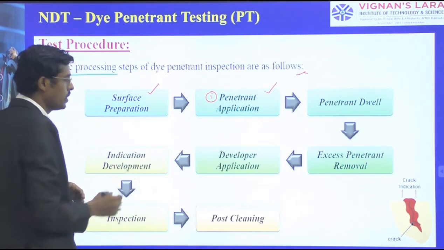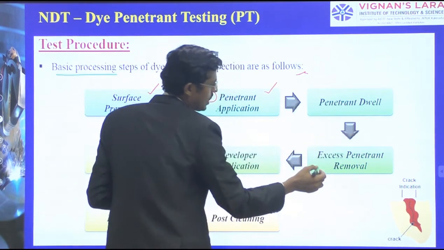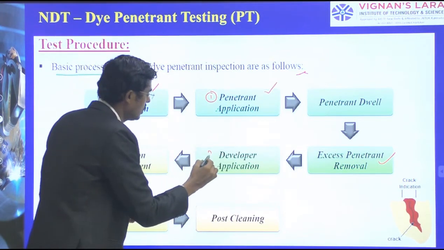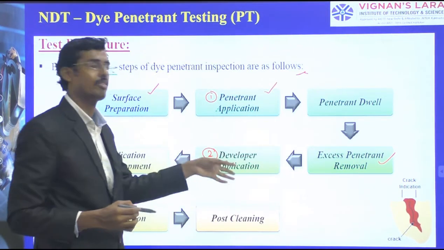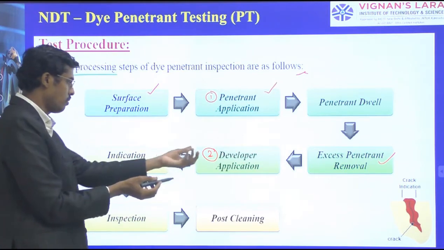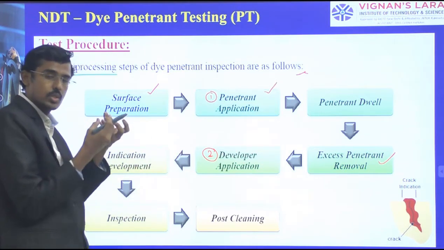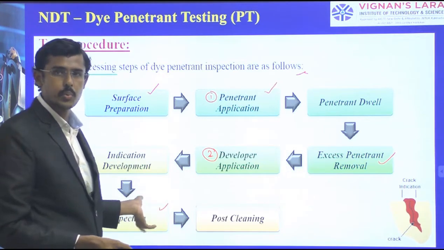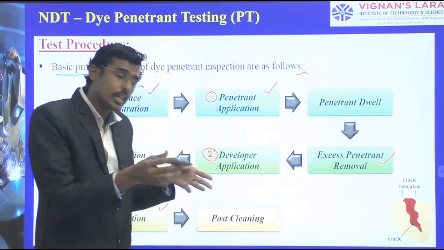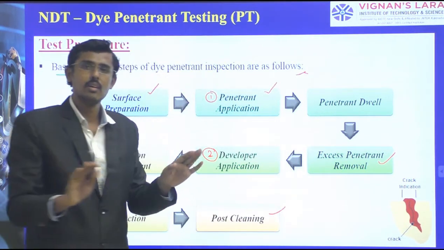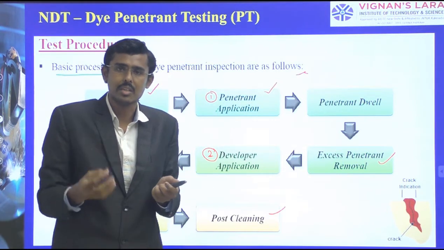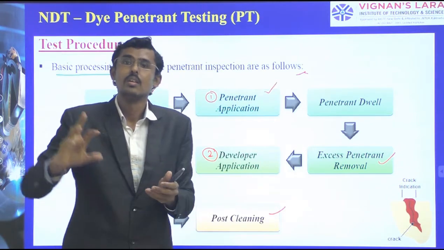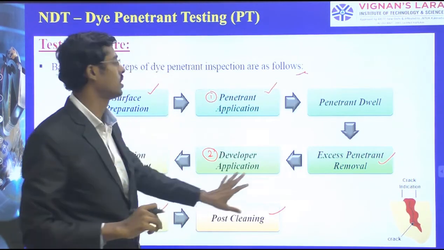Then the indication development and the excess penetrant removal. The second technical term I am using here is the developer. We use a developer for application. The developer has to be applied so that the indication shows outside for visibility. With respect to the visibility, we go for inspection. After inspection, the material has to be well cleaned, because it should not corrode, or the chemical reaction should not affect the inspected part material in future. Therefore, proper cleaning is to be done.